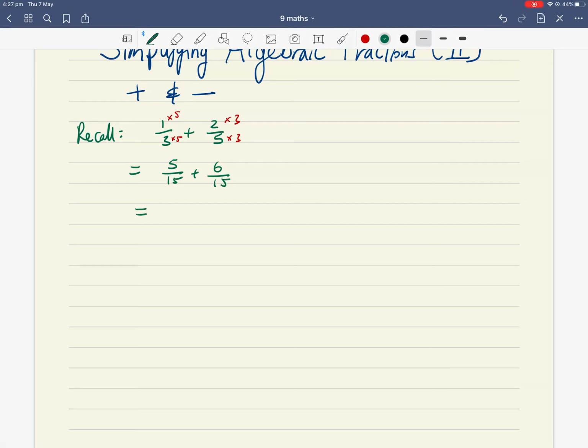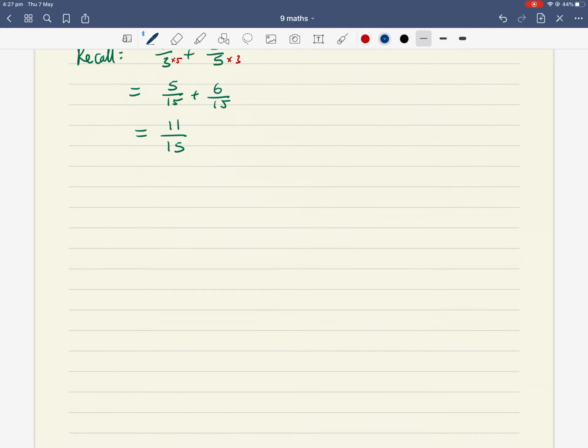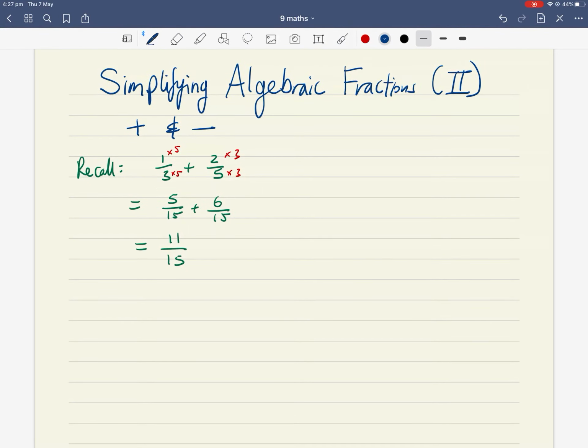And then you go, oh, look, because we have the same denominator, we can just add the numbers on top together. So you get 11 over 15, and then you can add fractions. It's the same thing with subtraction. As long as you have the common denominator, you can add or subtract fractions.